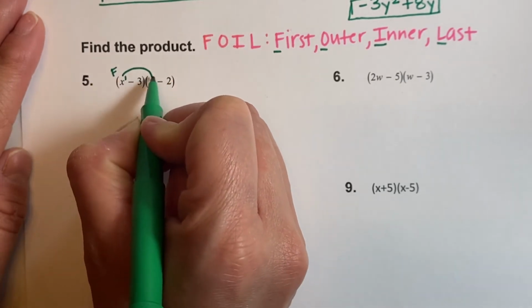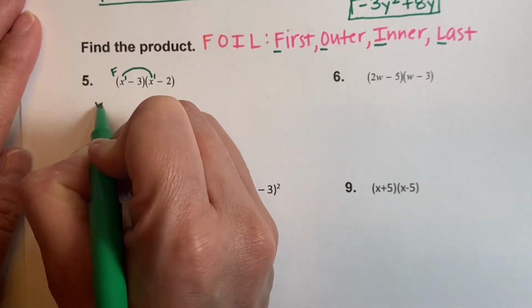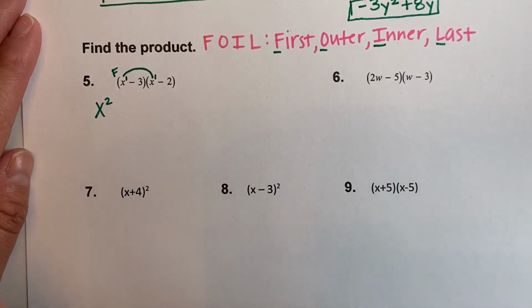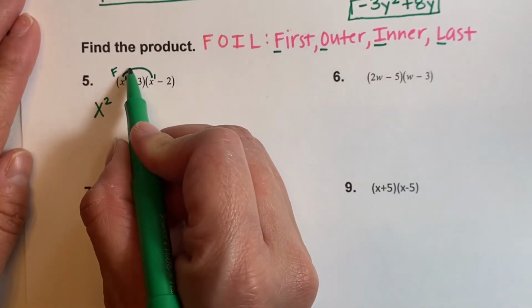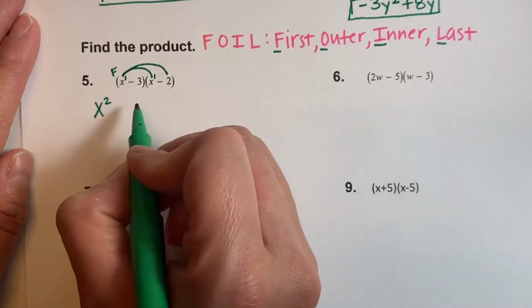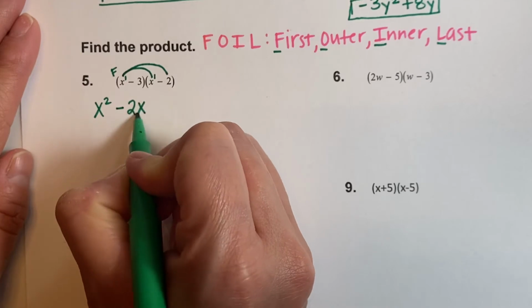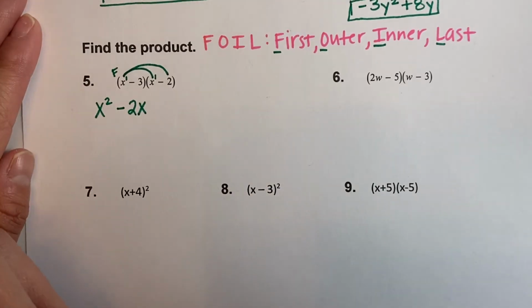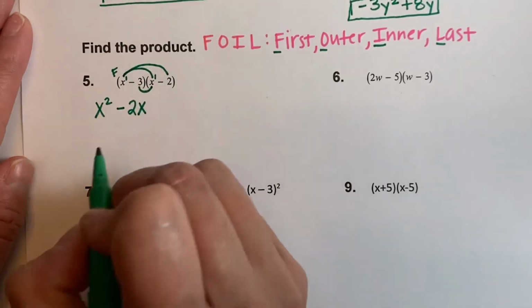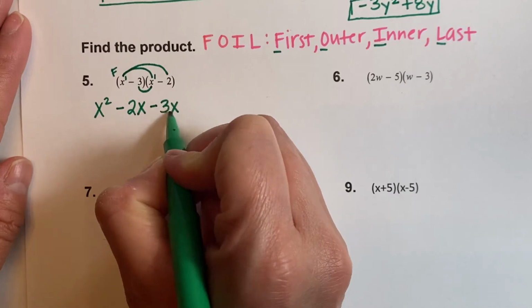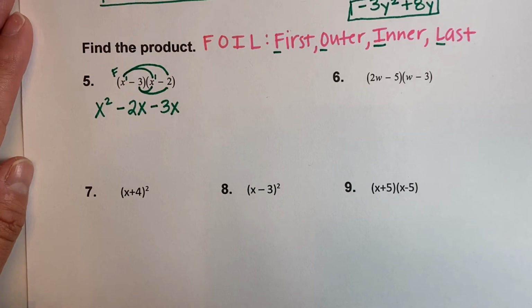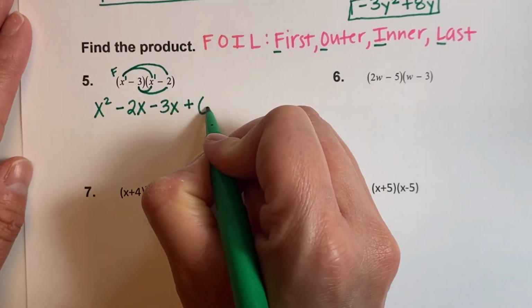When I multiply x and x, I add the exponents and I get x squared. The coefficients are 1. 1 times 1 is 1. Now I'm going to multiply the last ones. The last ones are going to be x with a negative 2. X times negative 2 is going to be negative 2x. Next, I'm going to multiply the inner. Negative 3 times x is negative 3x. Last, I'm going to multiply negative 3 with negative 2. Negative 3 times negative 2 is a positive 6.